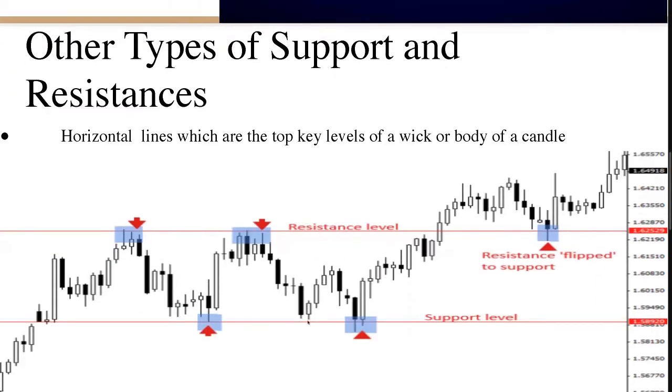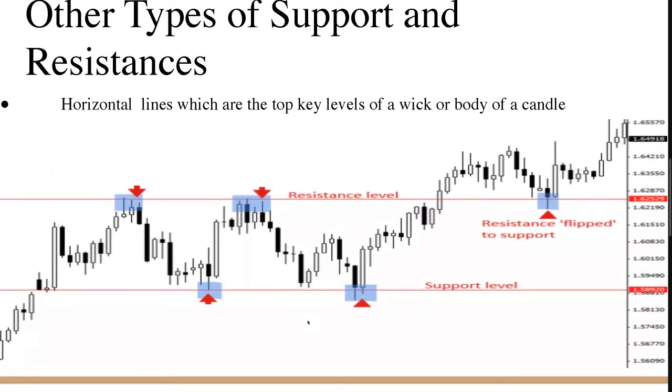Other types of support and resistance: horizontal lines, which are the top key levels of a wick or body of a candle. In this case, this right here is a resistance level. This is a horizontal line. That means the price came all the way across the market and touched here once, twice, and then three times. That's three touches. So that's considered a key level of support and resistance.